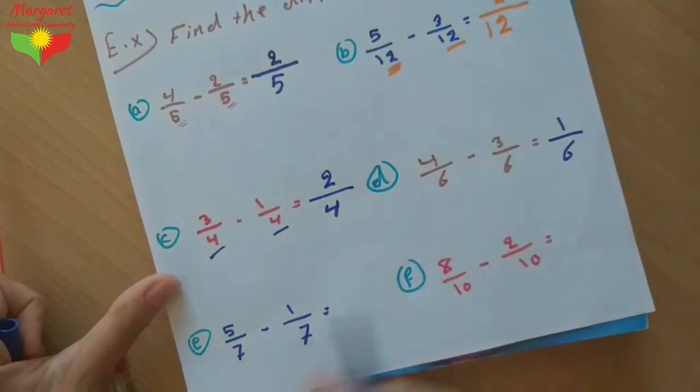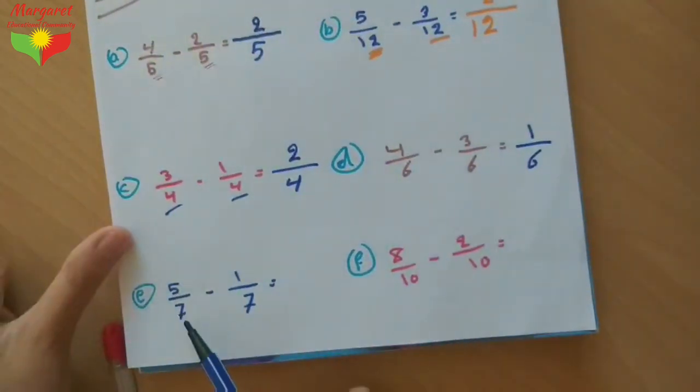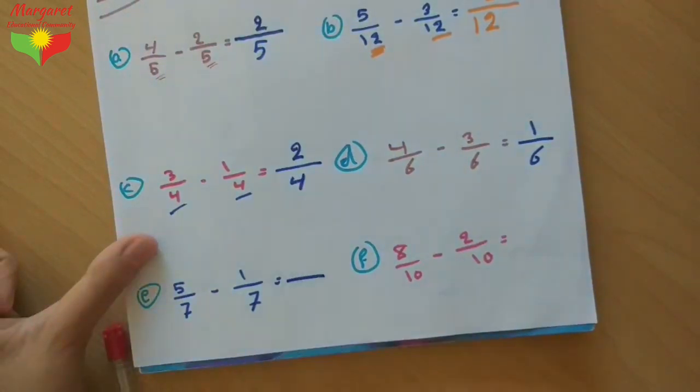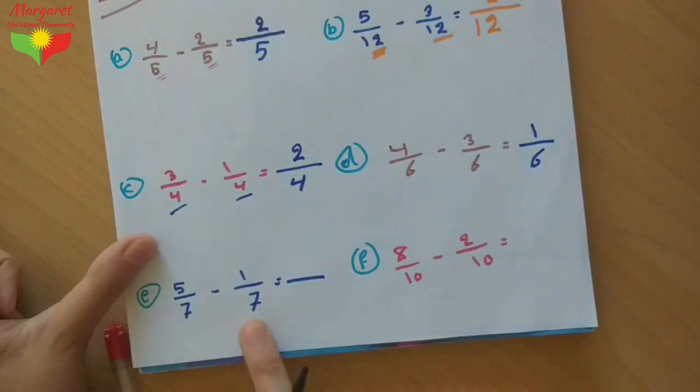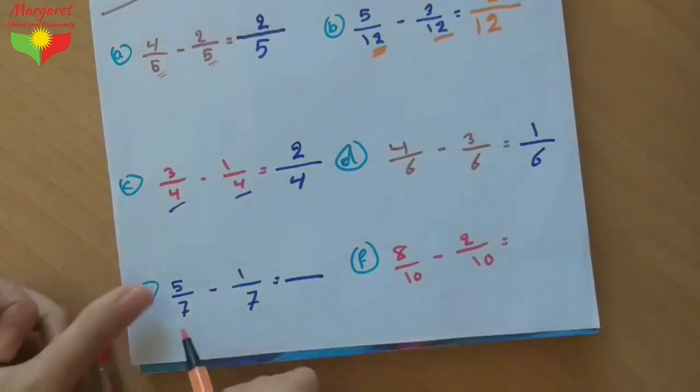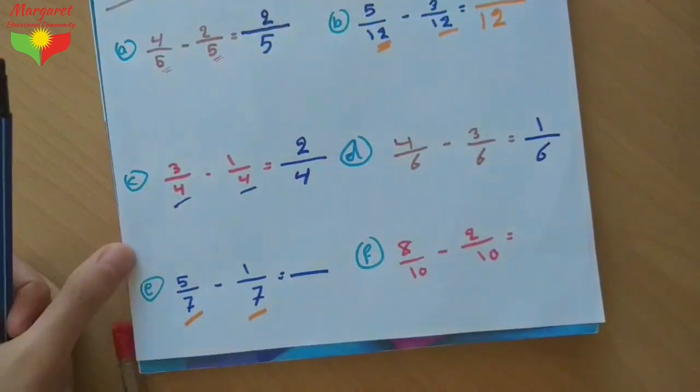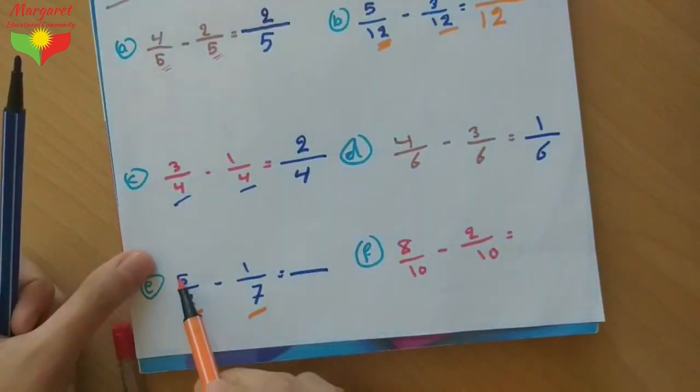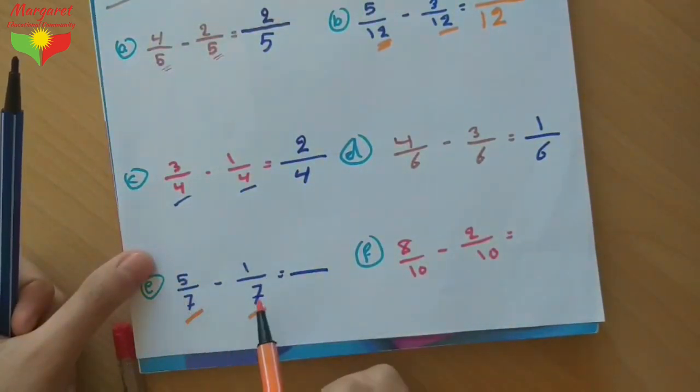Part E, 5 over 7 minus 1 over 7, right? The two fractions are like fractions because they have the same denominator, number 7, right? So subtract the numerators and the denominator stays the same.